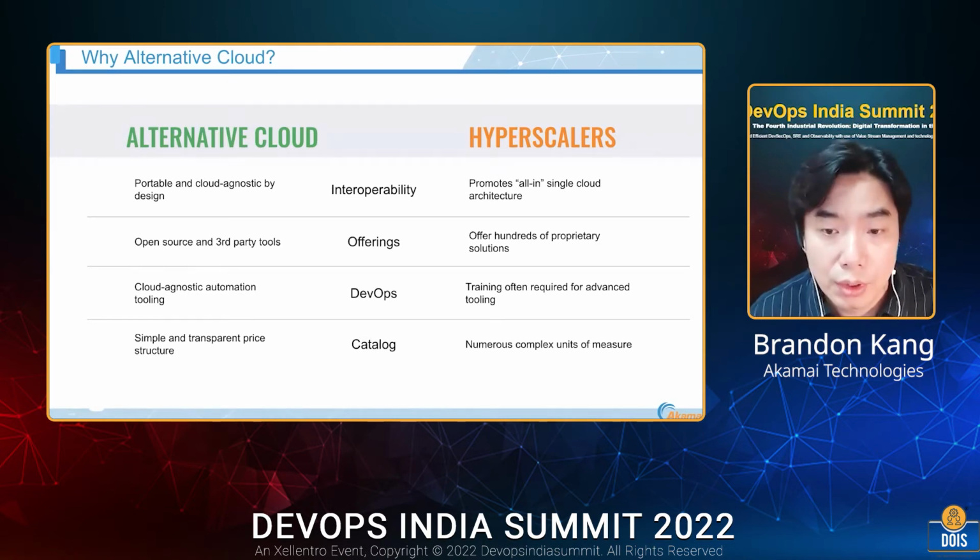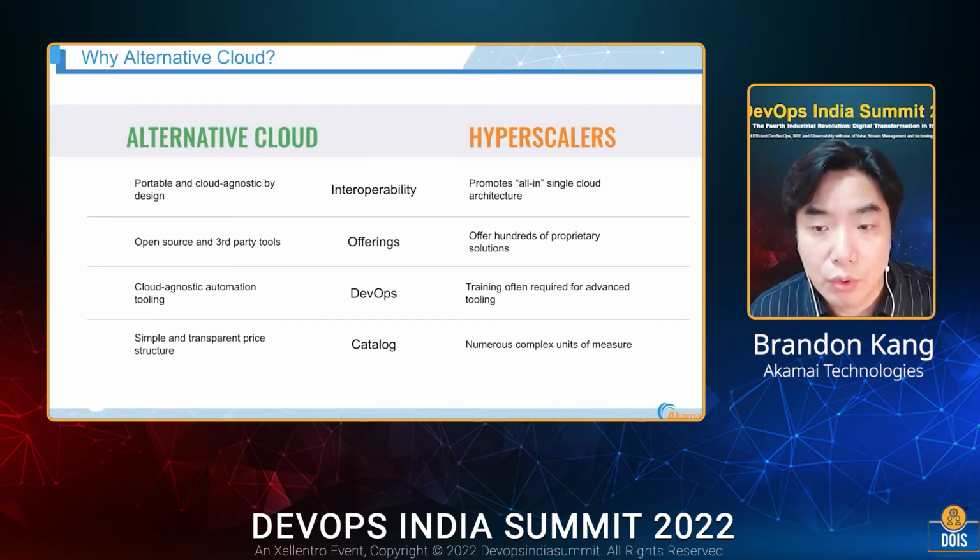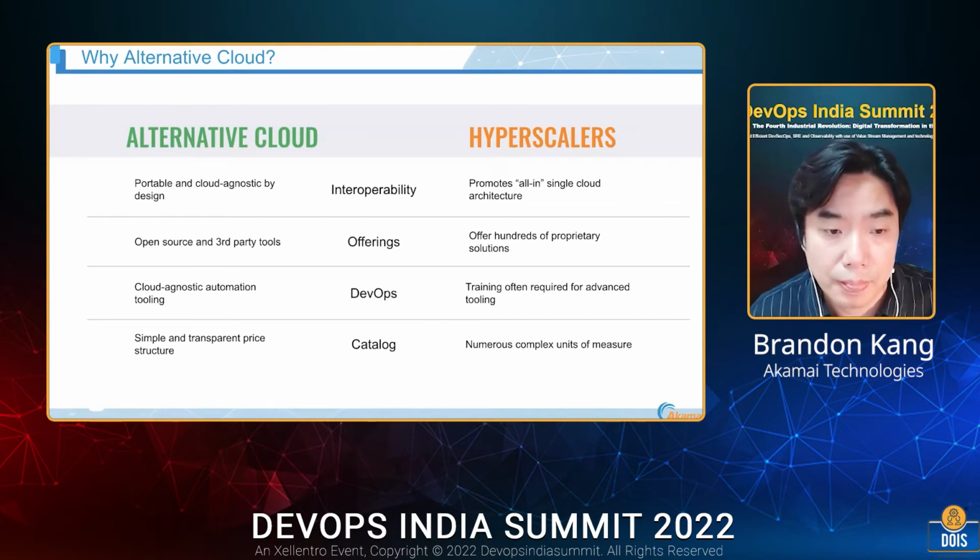And DevOps requires a number of automation systems, and they should be integrated with each cloud provider in order to work. Alternative cloud is a fit for DevOps developers using open tools, cloud-agnostic tools, and automated processes.